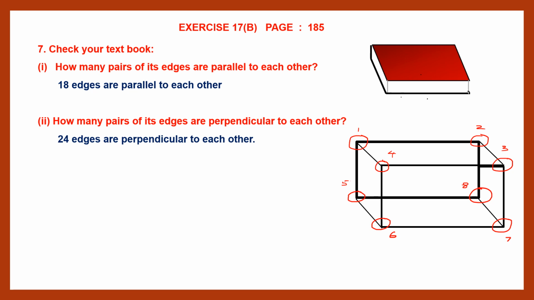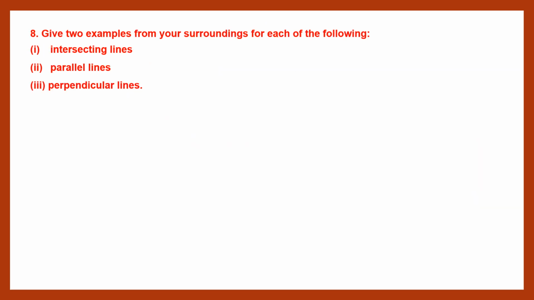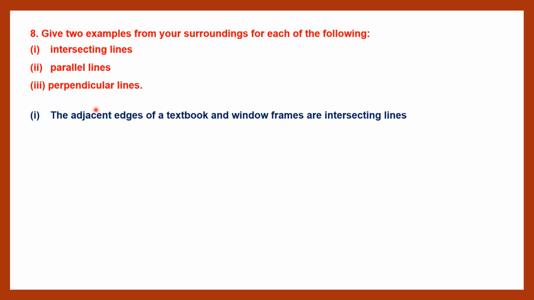So now let's move on to the next question. Give 2 examples from your surroundings for each of the following. So you have to look around and find examples for intersecting lines, parallel lines and perpendicular lines. Intersecting lines are just any 2 lines that meet. Then parallel lines are 2 lines that will not meet at all. And perpendicular lines are 2 lines that will meet in such a way that an angle of 90 degrees is formed. So let's begin by looking at intersecting lines.